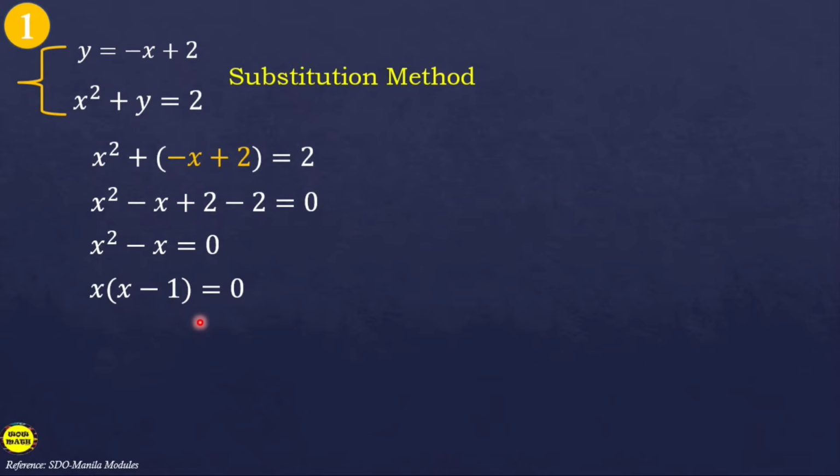And then, solve for x. So, meron tayong dalawang factor. So, yung x is equal to 0, and then yung pangalawang factor, x minus 1 is equal to 0. So, to solve for x, lipat natin si negative 1 sa right side. So, magiging x is equal to 1. So, meron tayong dalawang value ng x. Ngayon, kunin natin yung value ng y.